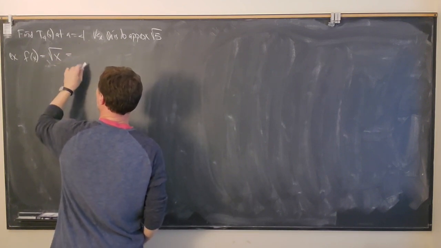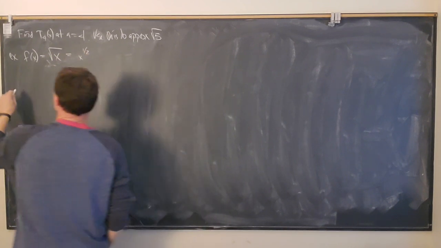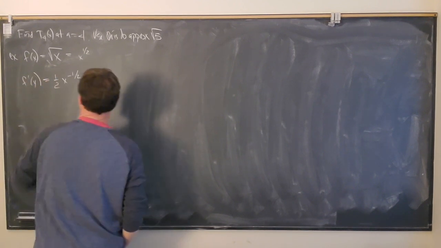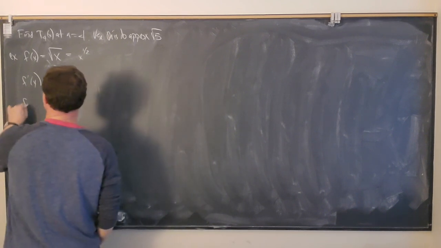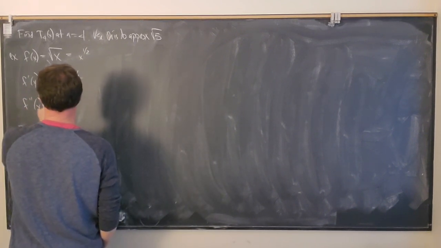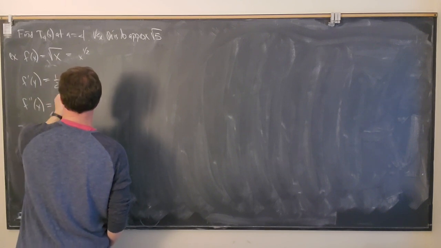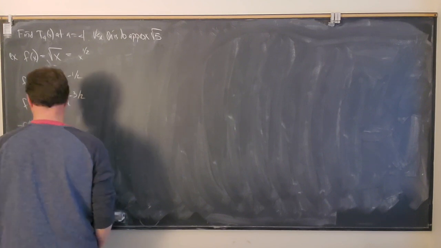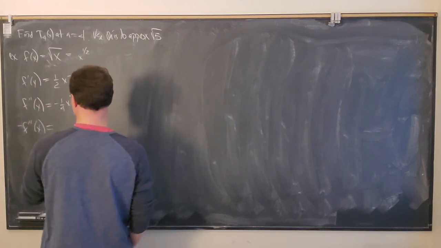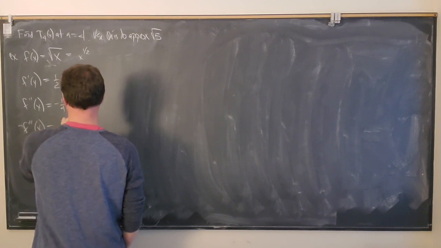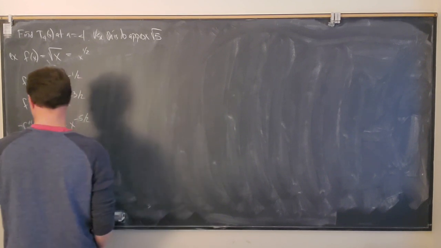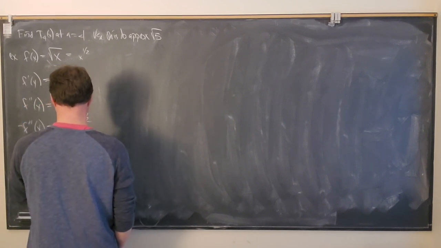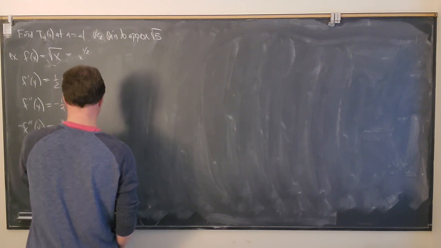To do this, we need to take some derivatives. So this is x to the 1/2. f prime of x will be 1/2 x to the minus 1/2. f double prime of x is going to be negative 1/4 x to the minus 3/2. f triple prime of x, the third derivative, is going to be 3/8 x to the minus 5/2. And then the fourth derivative is going to be negative 15 over 16 x to the minus 7/2.